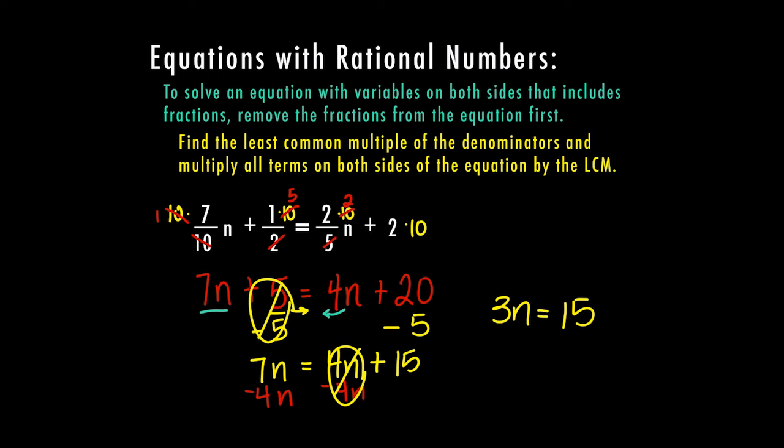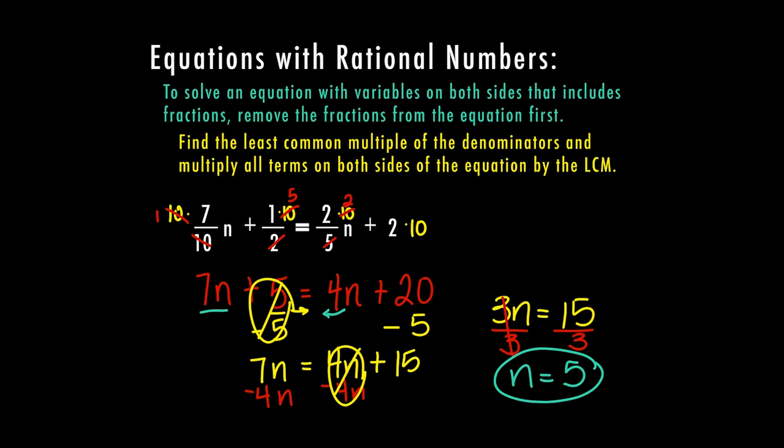And so in order to get rid of the 3 and isolate my n, I'm going to do the opposite of times 3. I'm going to divide both sides by 3. So now 3 divided by 3 leaves 1. n equals 15 divided by 3, which is 5. Therefore, n equals 5.